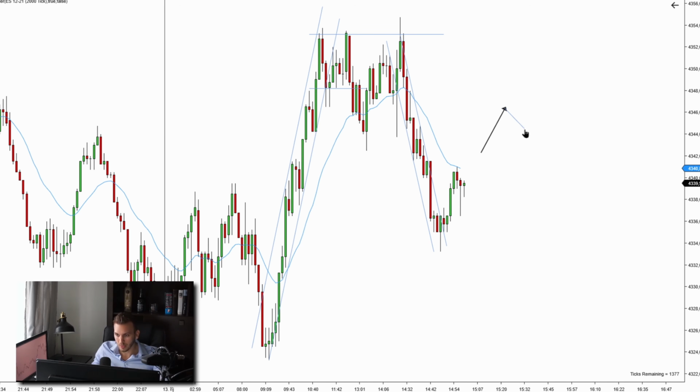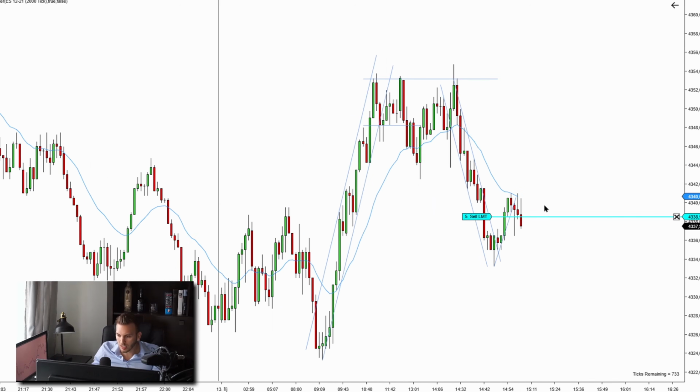It would look something like this. It is a first entry short pullback, then a second entry short, a two-legged pullback at the key entry point. That's how the high probability setup looks. So we may get a lower high setup here soon. All right, guys, I'm preparing my limit order.